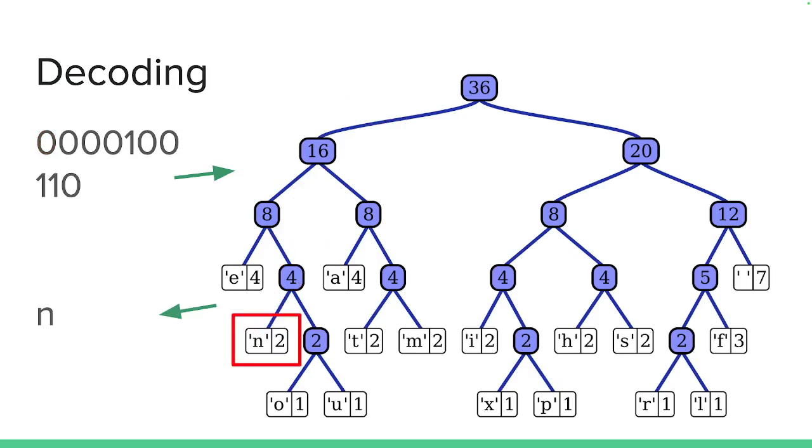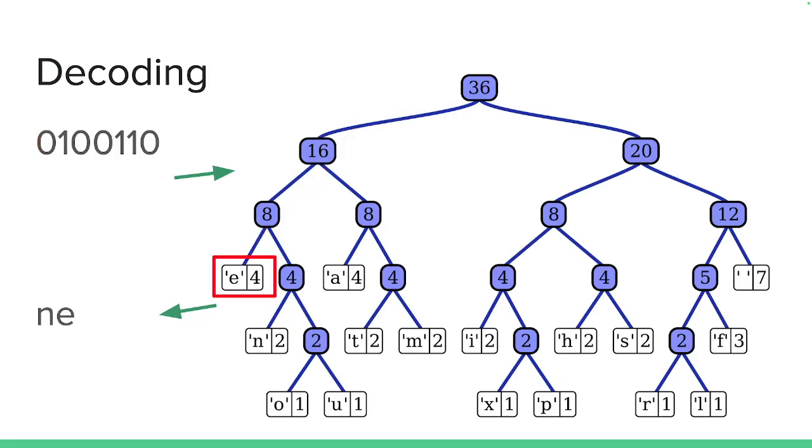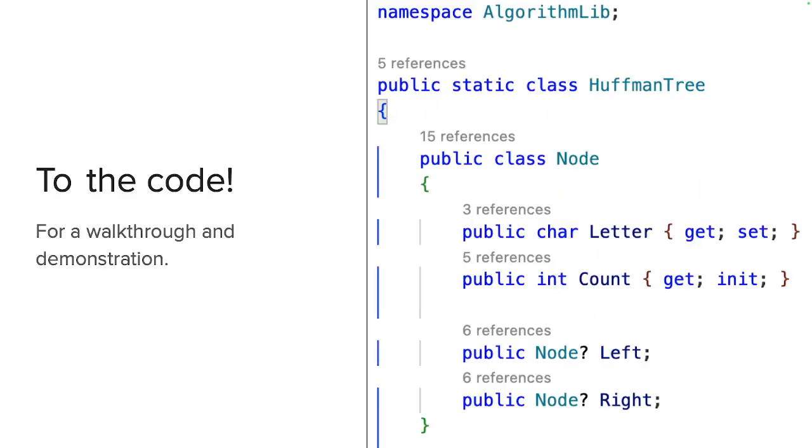And so we mark that out as having decoded the letter N. And then we start again at the top of the tree with a 0, a 0, a 0. And now we've got an E. And you can see we're recreating the word neat from our bit string that we created. And we continue like this until we've got the whole word.